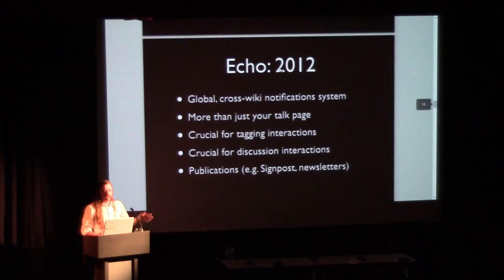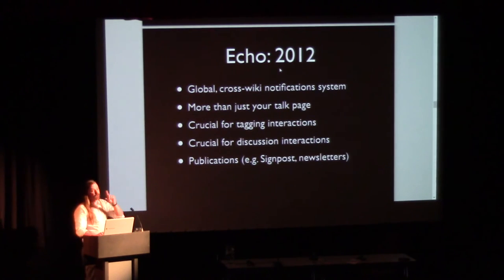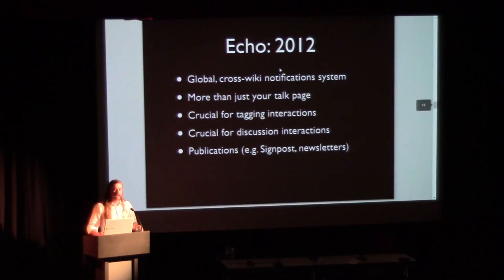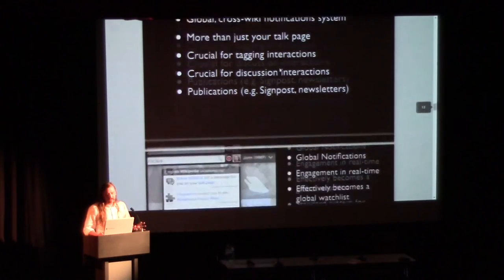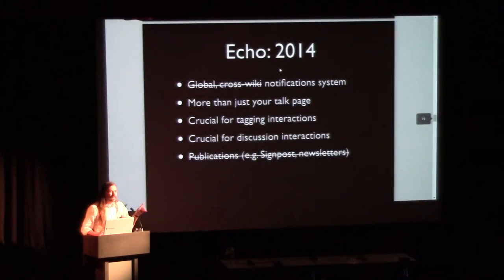In 2012, Echo and Flow, the design of Echo was about global cross-wiki notifications. And we had some really ambitious ideas for what this was going to be. Echo was and remains one of the fundamental underpinnings of the architecture for our systems. Unfortunately, here's what it looked like then. Those are just some ideas. Unfortunately, we didn't get there.